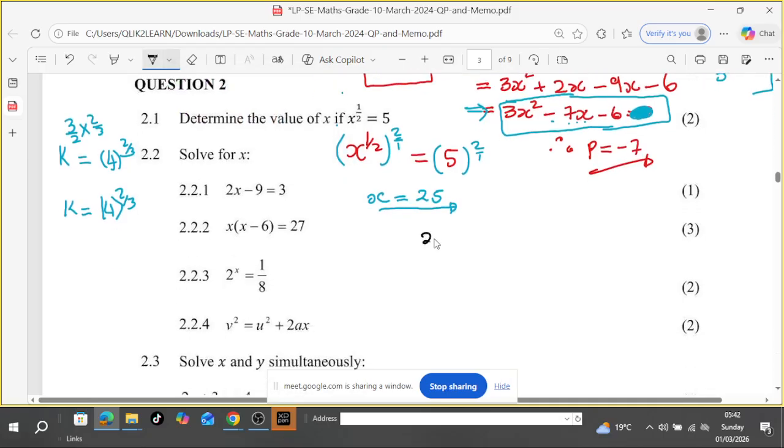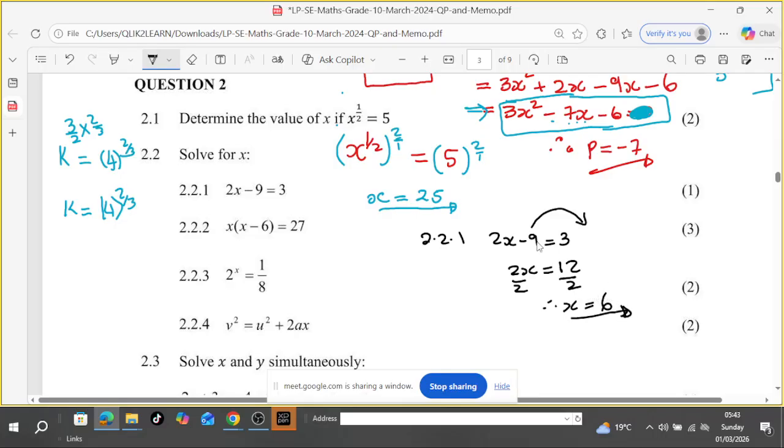2.2.1. So I have 2x minus 9 equals 3. So we need to isolate x. Let's take the 9 to the other side, which will be positive. This is 2x equals 3 plus 9, which is 12. Then I need to divide both sides by 2. The answer that you get is your x. You happy with that one?